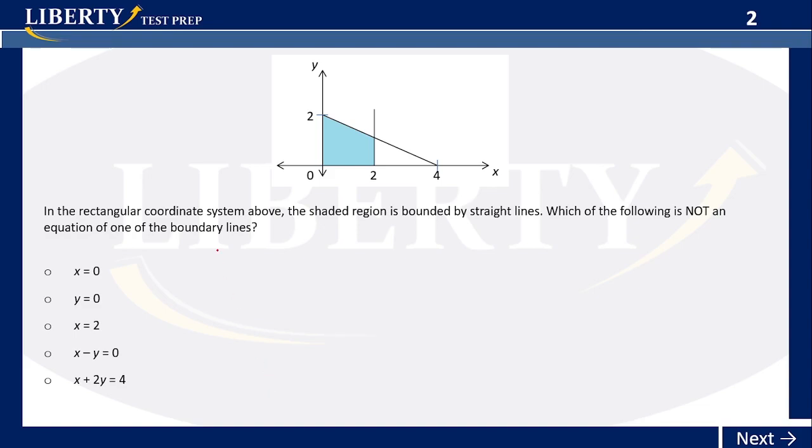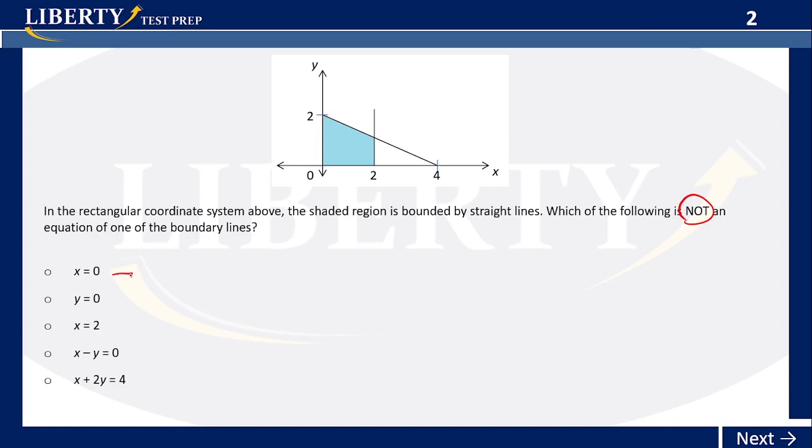Okay, here, number 2: in the rectangular coordinate system above, the shaded region is bounded by straight lines. Yep, it's enclosed by 4 lines, actually. Which of the following is not an equation of one of the boundary lines? So basically, you have 4 lines: 2 vertical lines, one that goes diagonally with a negative slope, and the horizontal line. So which one is not?